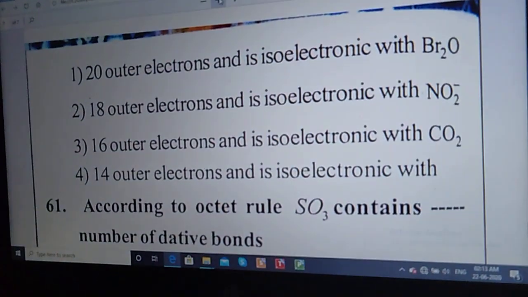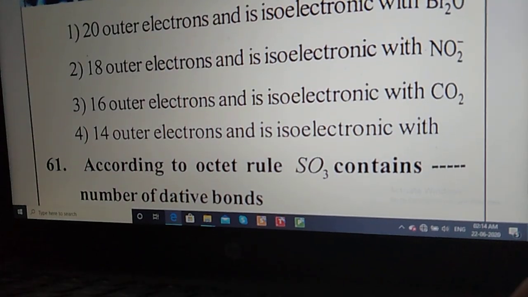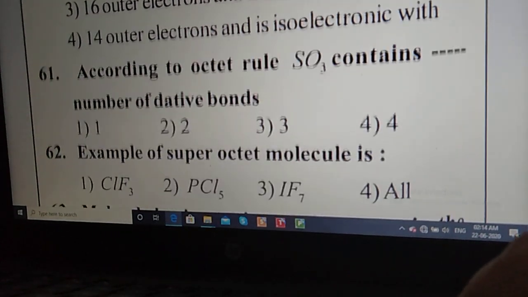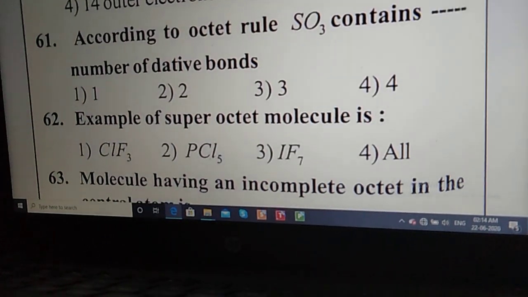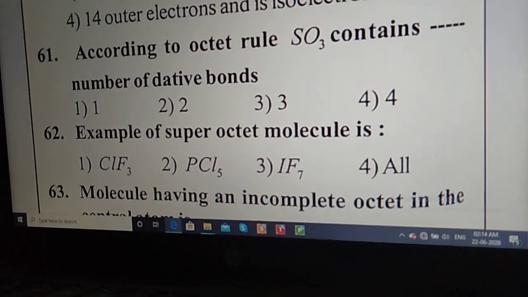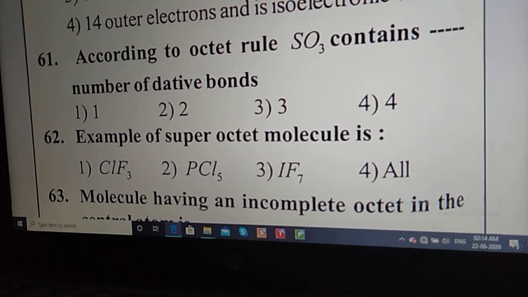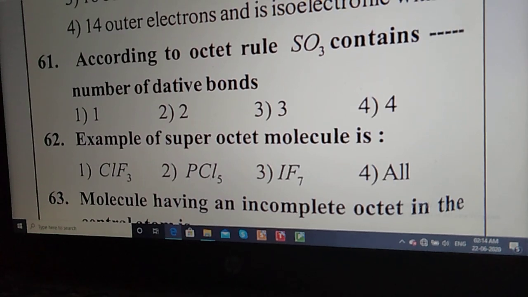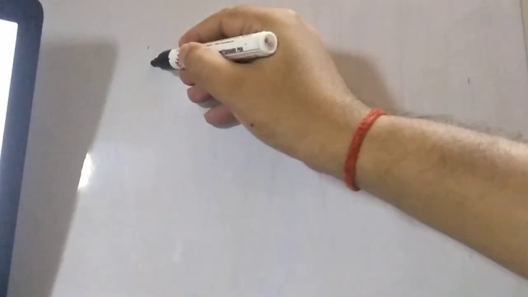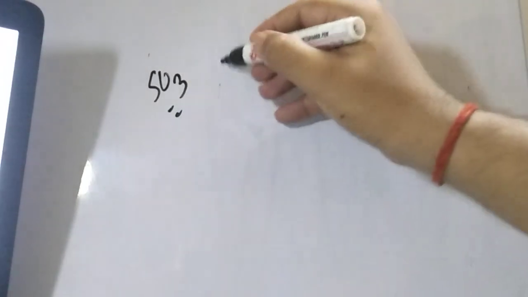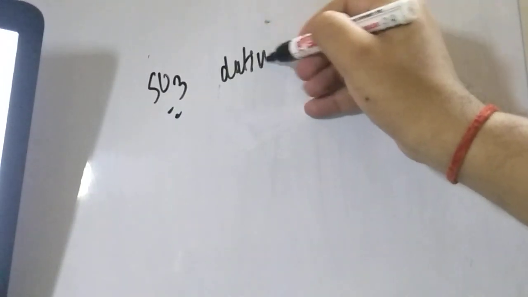So the correct option will be option number 3. Okay, students, now let us move to question number 61. According to the octet rule, SO3 contains how many dative bonds? They have given SO3 and they are asking about the dative bond.